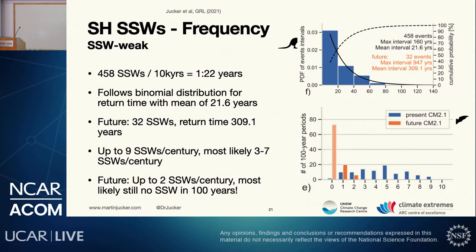Now the distribution of centuries. So you can have up to 9 Southern Warmings of this in present day. And most of them are somewhere between 3 and 6, 7 per century. But if you go into the future, again, most centuries have none. And there isn't a single century with more than 2, even of those more common events, weaker events. And the mean interval in the future jumps from 22 years to 309 years. So even for that definition, for 2019, it gets very rare.